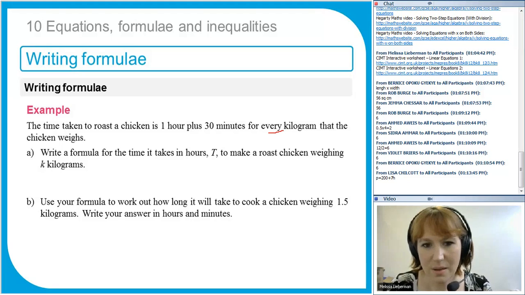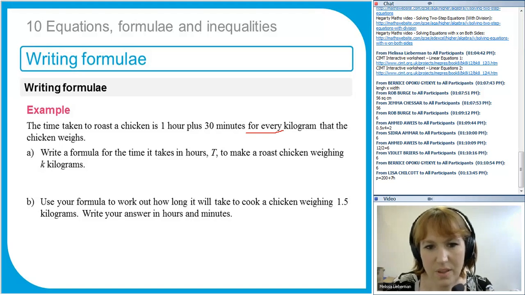So write a formula for the time it takes in hours, T. So it's going to start with T equals. To make a roast chicken weighing K kilograms. So what do we do to K? We multiply it by 30. Now the problem here is that we're writing a formula for the time it takes in hours. You have to be very careful with units.